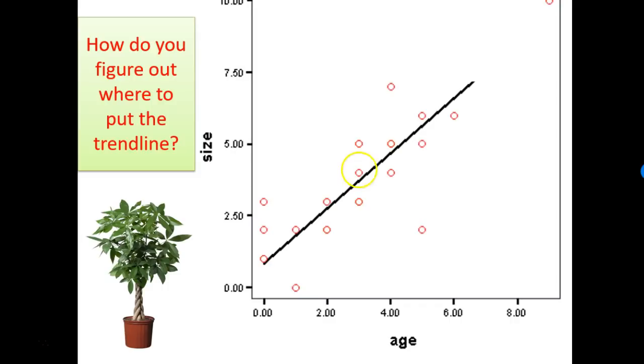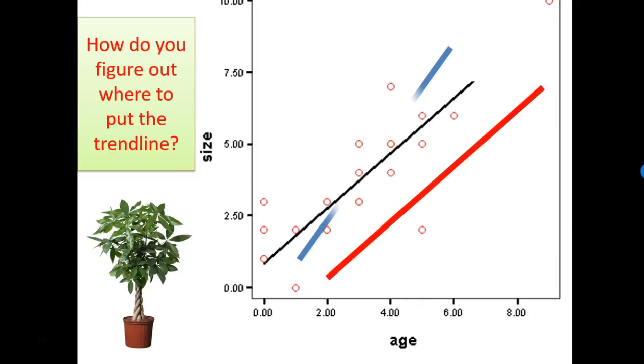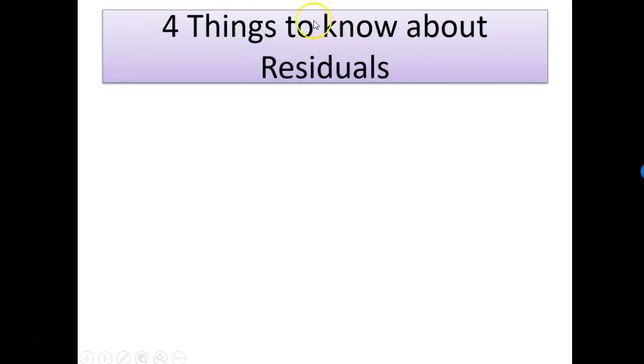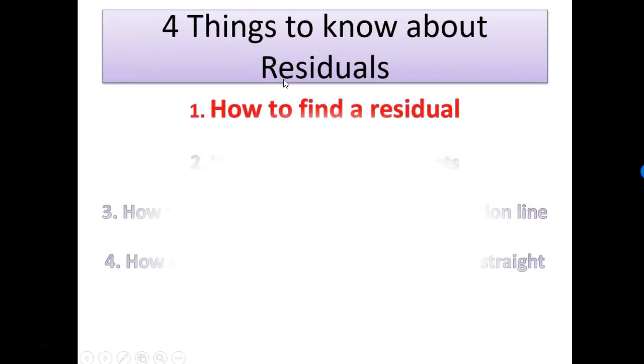I mean, what makes a line the best line? Could the trend line be here? Could it be up here? Which of these three is the best, and why is it the best? Okay, let's answer that question today. So to do that, we need to think about residuals. I want us to think about 4 things about residuals.